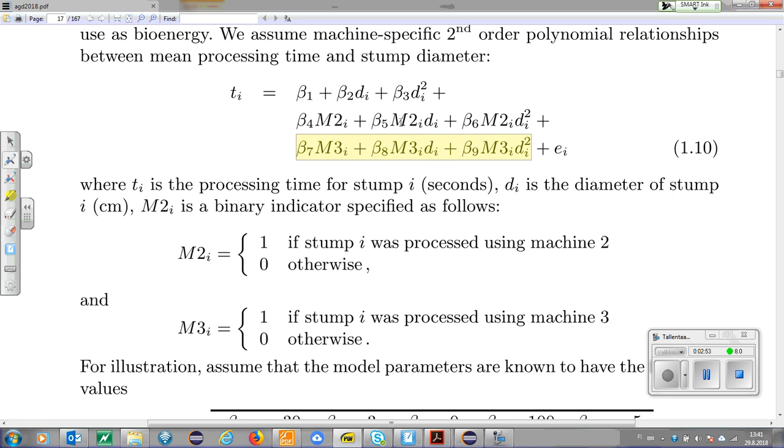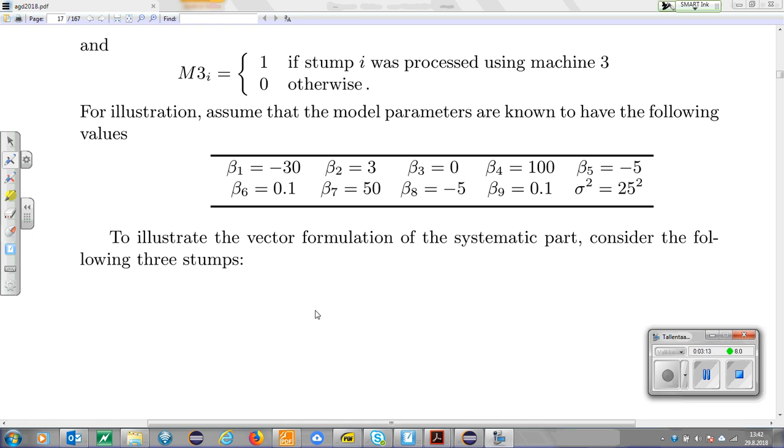And because we have interaction terms for machine and diameter, and also for machine and diameter squared, we have separate second-order polynomials for all three machines. So for illustration, this model is not based on any data, but we assume unrealistically that we really know the true parameter values of the model, and they are the ones shown in the table here.